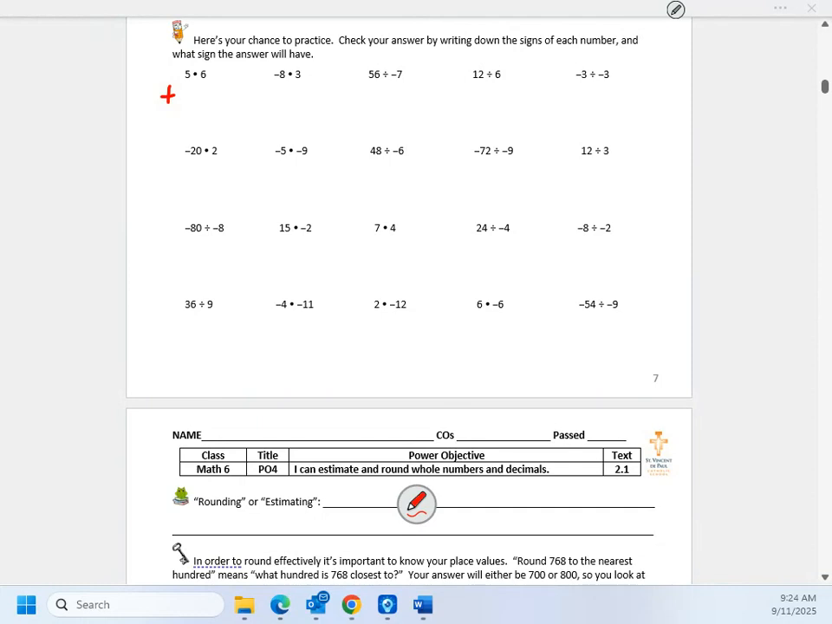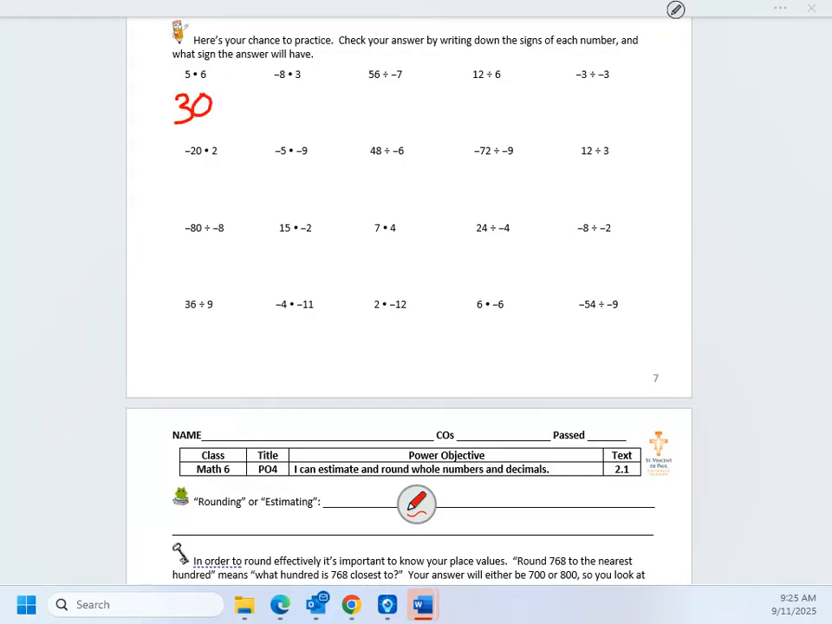So now, I don't have to actually write the positive sign. I can if I want to, but I don't have to. It's one of those invisible math things. We just know that if there's no sign, it's a positive. So no sign means positive. We don't have to put the positive symbol. Now I can just deal with my numbers. What is 5 times 6? 30.